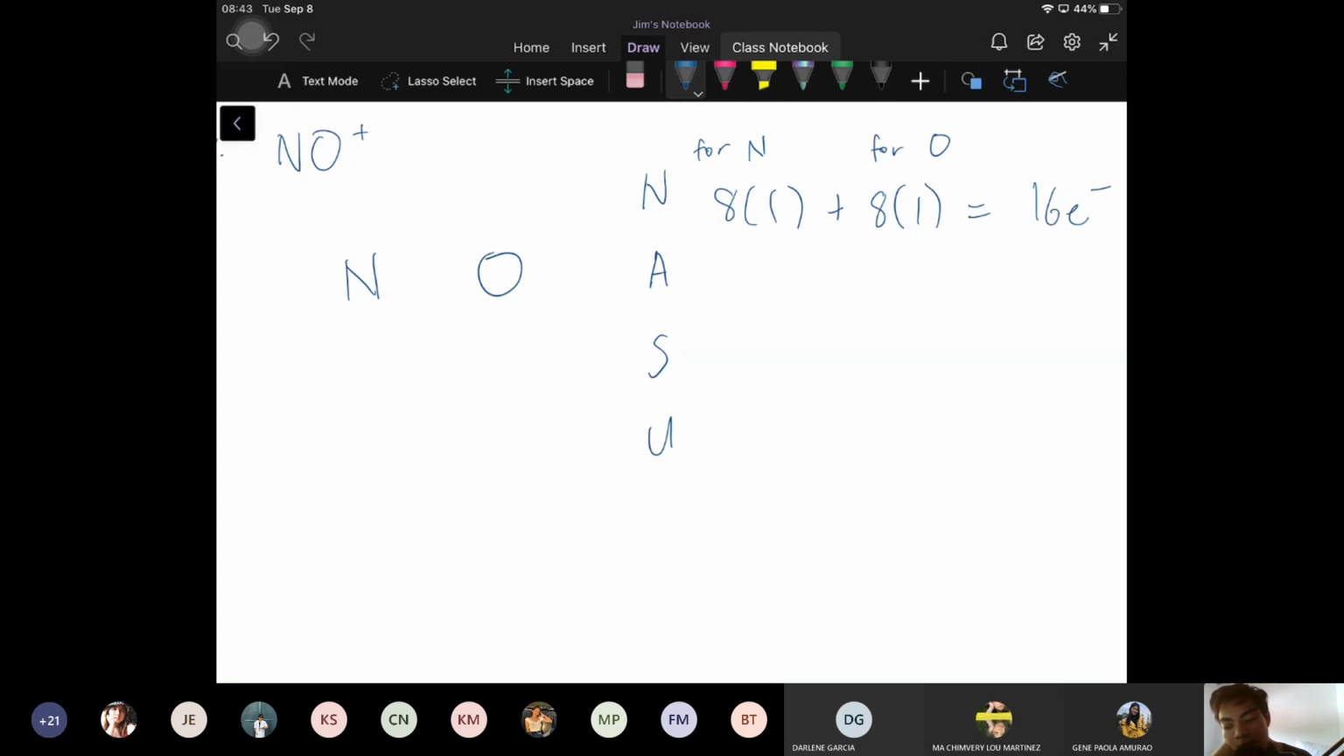Okay. Available. For nitrogen, ilan po yung available or yung valence electrons niya? 5 po, sir. So, 5 times 1. For oxygen, ilan yung valence electrons niya? 6 po. 6 times 1. Ilan yan? 5 plus 6, 11 electrons.